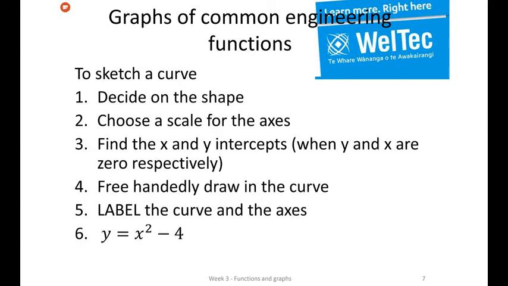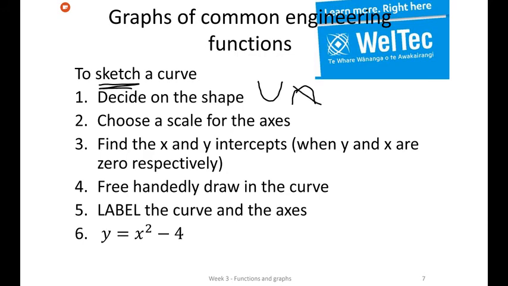The standard process for sketching curves, and notice we are now sketching curves. We are not plotting them as we were in the first class. First up, you look at the equation and you decide on the shape. Look at number 6 there. It says y equals x squared minus 4. That's a parabola. So the shape of a parabola is either a smile or a frown. And in this case, it's a positive one, so it's going to be a smile.